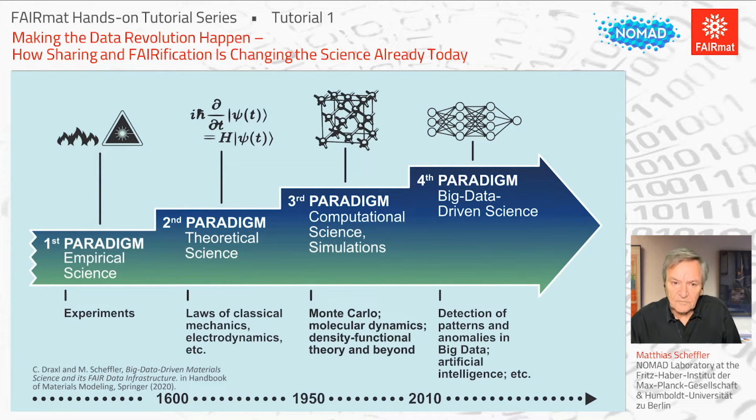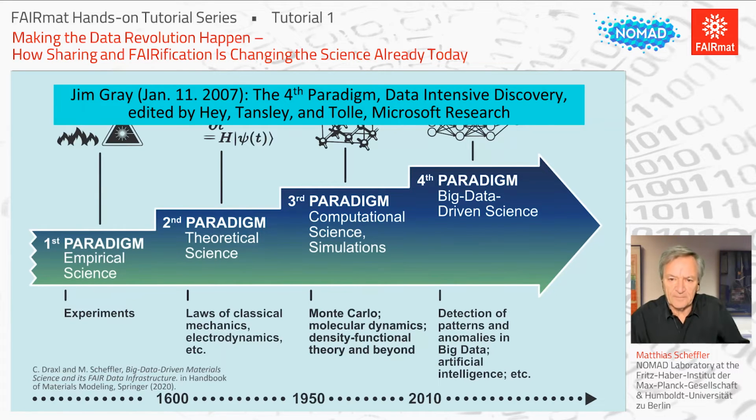Today, big data and artificial intelligence revolutionize many areas of our life, and material science is no exception. This fourth paradigm, we argue, is that big data reveal correlations and dependencies that cannot be seen when studying small data sets. Now, this vision was first described by Jim Gray, a scientist from Microsoft Research, at a Microsoft workshop in 2007. The content of the workshop was then published.